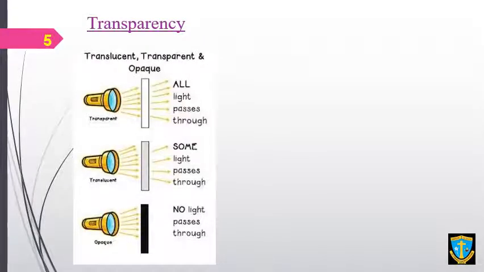Transparency. Objects may be grouped depending upon their transparency. If you shine a torch through an object and you can see all the light passing through it, this type of object is called a transparent one. Whereas if only some light passes through the object, it is called a translucent one. And the third one, if no light is passing through, it is called an opaque object.